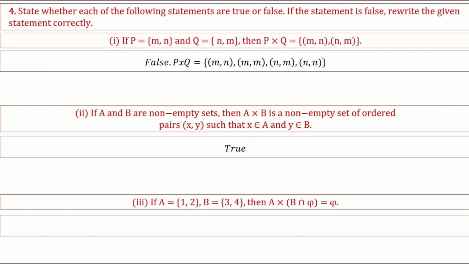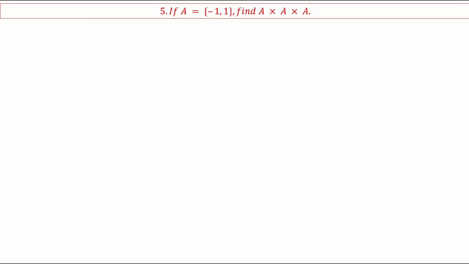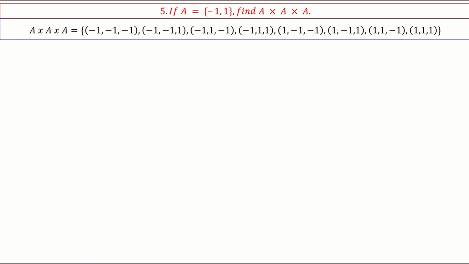Okay, these are all straightforward, so I'm not going to take much time on these. This is 5. Okay, null set. Okay, next. Yeah, this is also fairly simple. You just try to write all possible combinations of -1 comma 1 in ordered triplets.